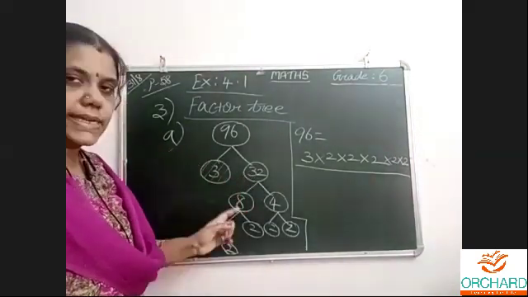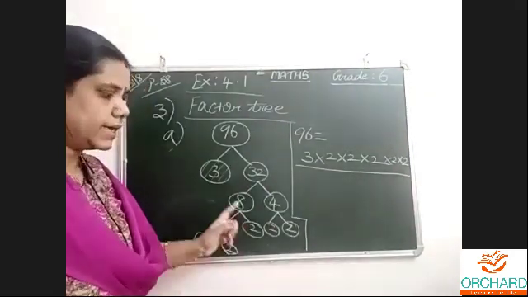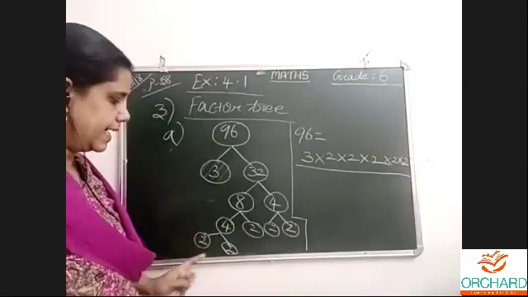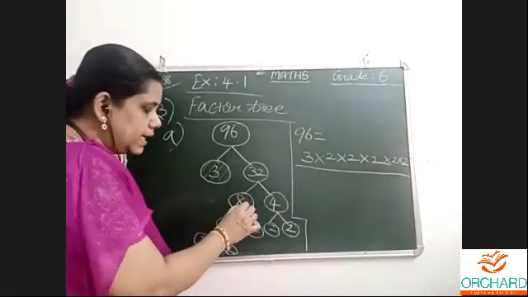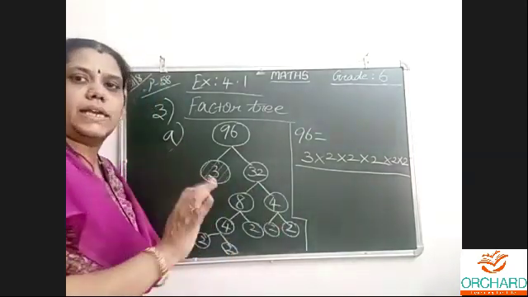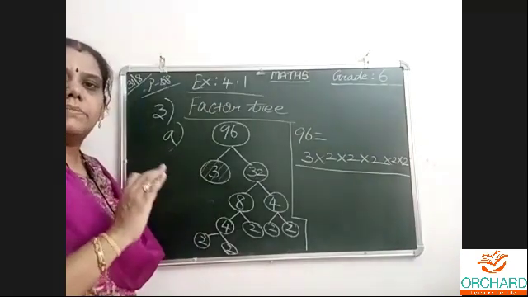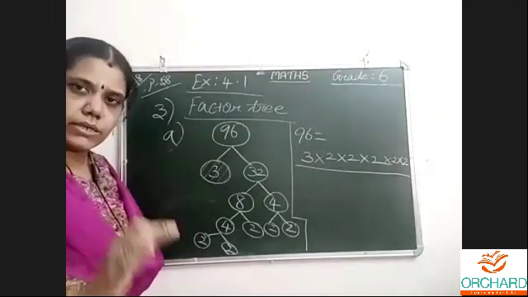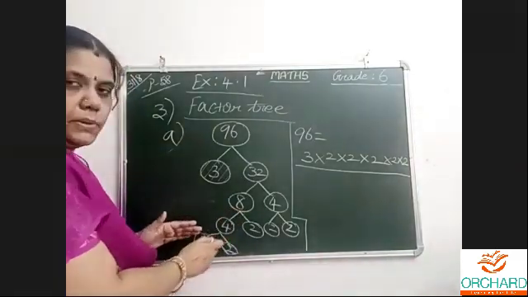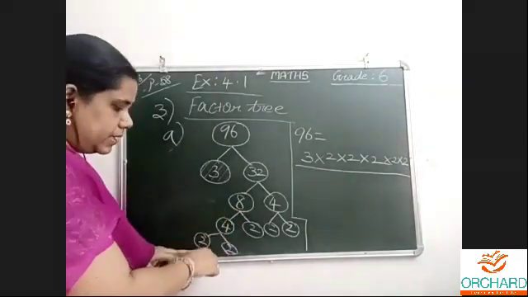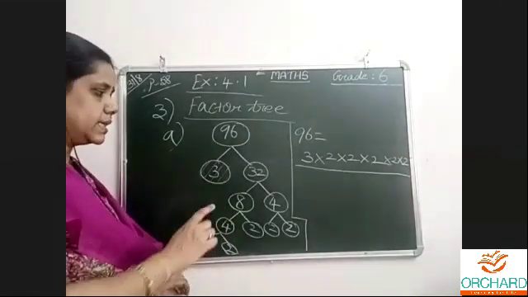32 split like 8 4s are 32. 8 split like 4 2s are 8. 4 split like 2 2s are 4. Why split? Because 8 4s we cannot use here, because that is not a prime number. Any table you can use. Yes, Safa, you can use. But you have to keep on splitting and bring it to prime numbers. I want prime. That is the result.